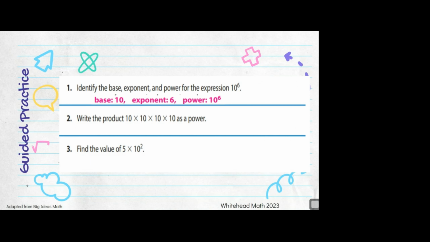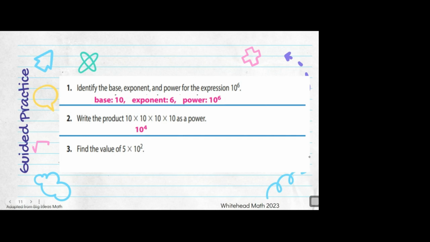Number 2, write the product 10 times 10 times 10 times 10 as a power. So we know that a product is the answer to a multiplication problem. So if I multiplied all of these numbers together, 10 times 10 is 100. 100 times 10 is 1,000. And 1,000 times 10 is 10,000. But I want to write that as a power. So what does that look like? How many zeros do I have? 4. So it would be 10 to the 4th power.